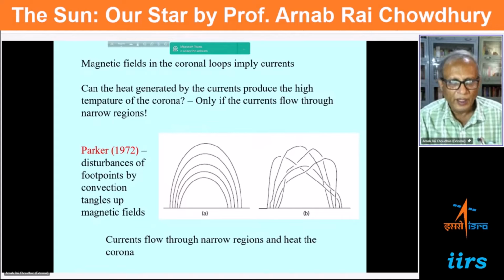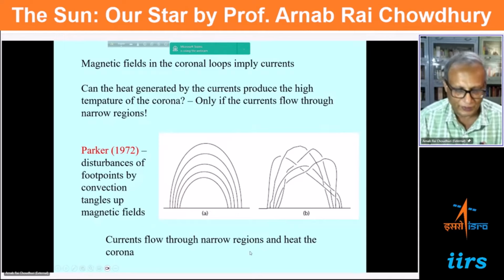So Parker gave a scenario for how that may happen. You may normally think that the magnetic field in a coronal loop would look like this, but underneath this coronal loop, you have vigorous convection, so that will disturb this magnetic field so that it may have a sort of tangled appearance. And Parker showed that in such a situation, the current is forced to flow through very narrow regions, and that may produce the large amount of heat in the coronal loop.